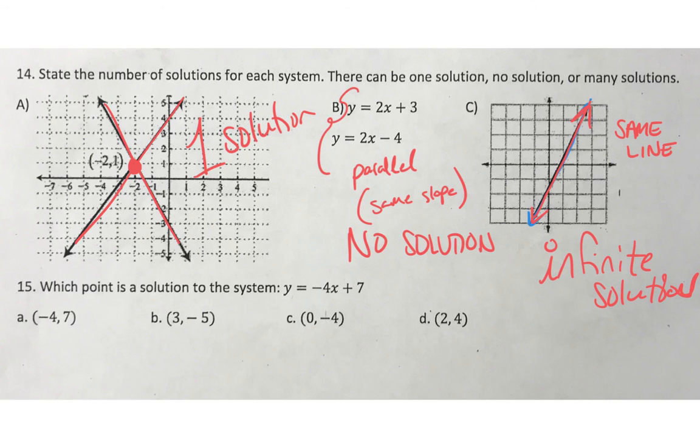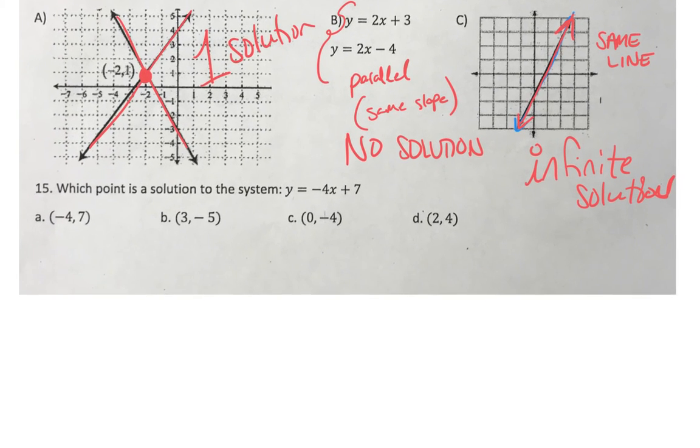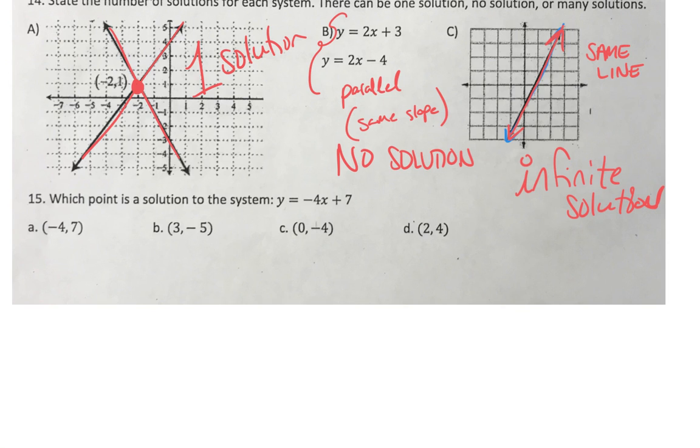All right. So the very last question, we made it. The last question said, which point is a solution to the system? We could find that out by testing them, plugging them in, seeing which one works. All right, I'm going to try A. So I have an X and a Y. So I'll replace the Y with 7.